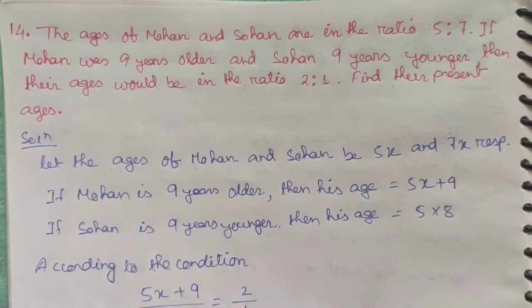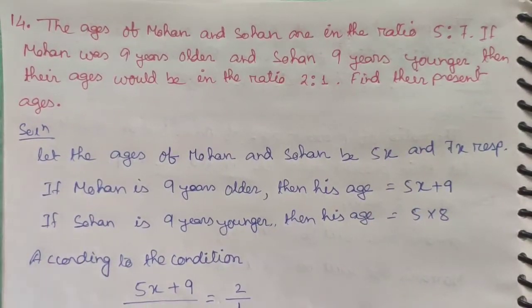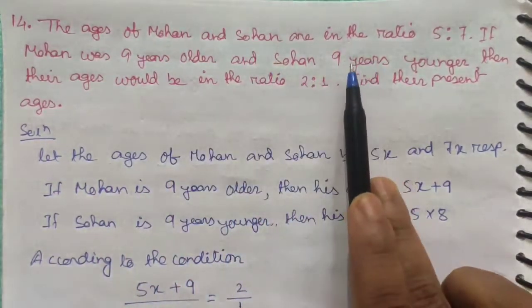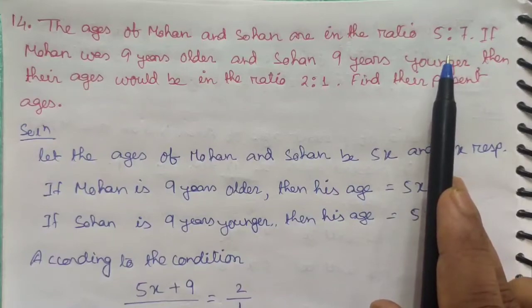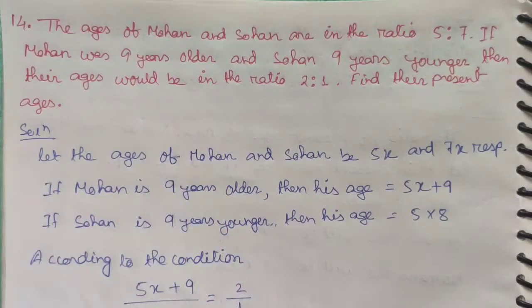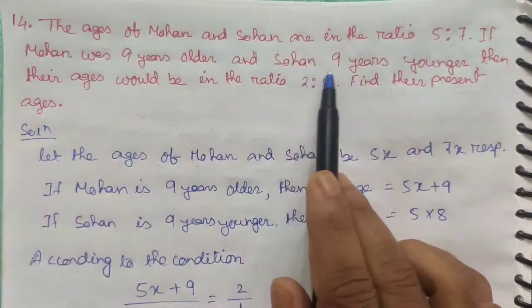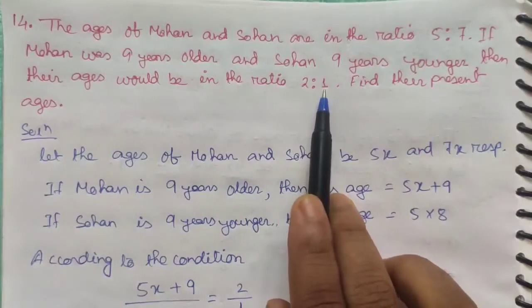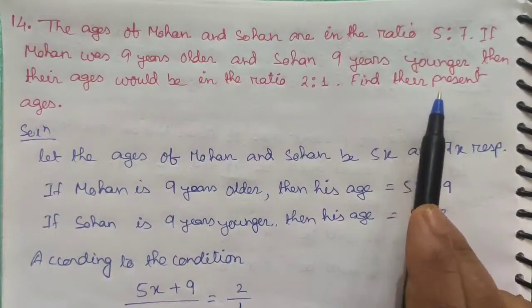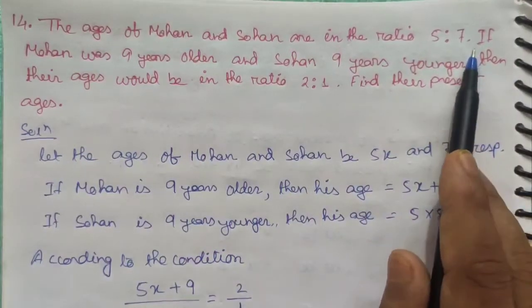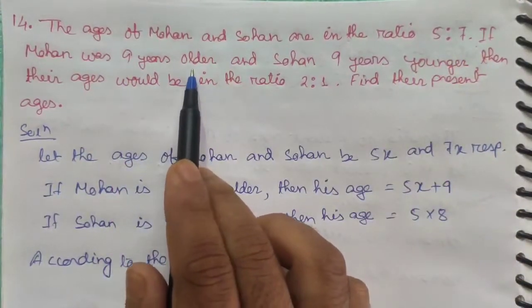So now here we have another question that is based on ages, right? The ages are of Mohan and Sohan. Their ages are in the ratio 5:7. If Mohan was 9 years older and Sohan 9 years younger, then their ages will be in the ratio 2:1. Find their present ages. So the present ages of Mohan and Sohan are in the ratio 5:7.